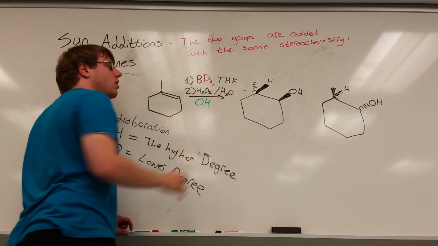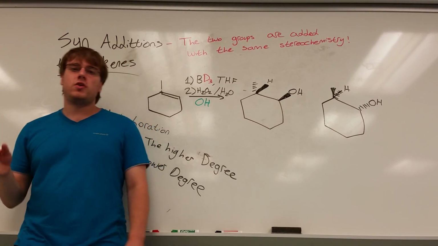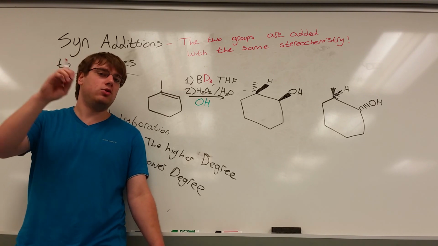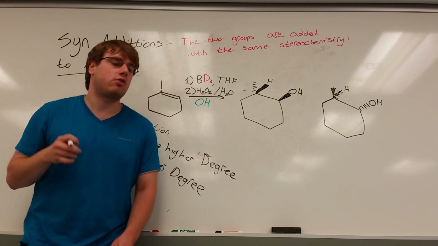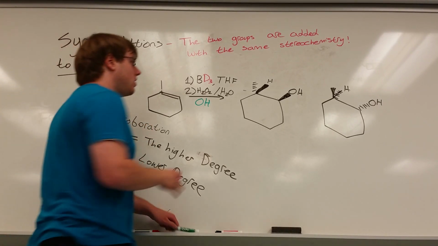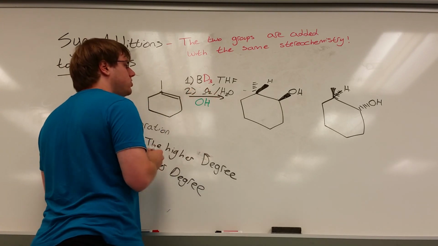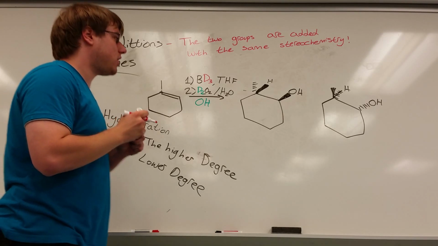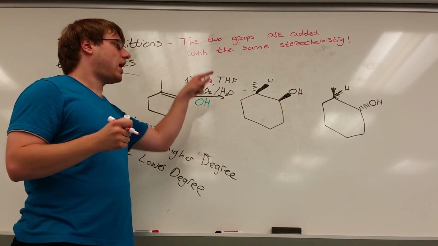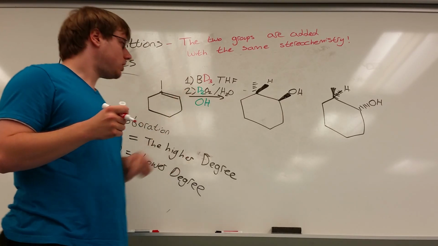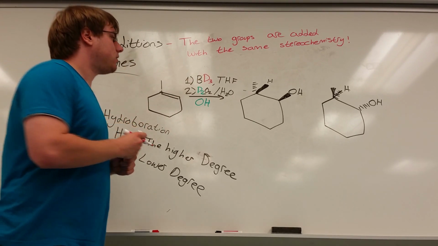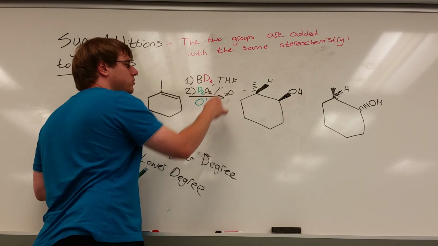BD3, B-deuterium-3. Deuterium is just like hydrogen. It does everything the same. It's just an isotope that we can use to keep track of where our hydrogens go. And we could also do, instead of H2O2, D2O2. And the point of these questions is to track which of these adds where. And let's say we also put a D2O here.